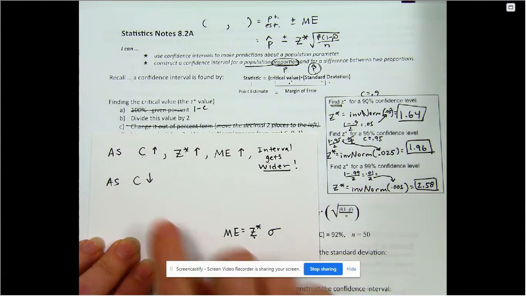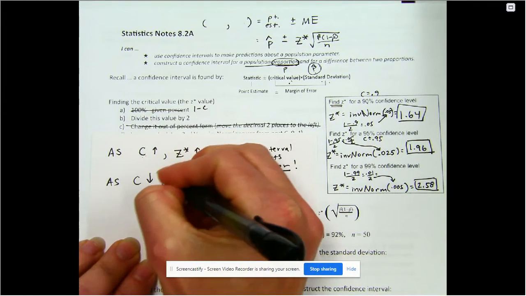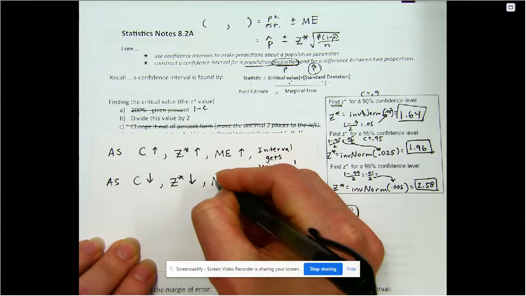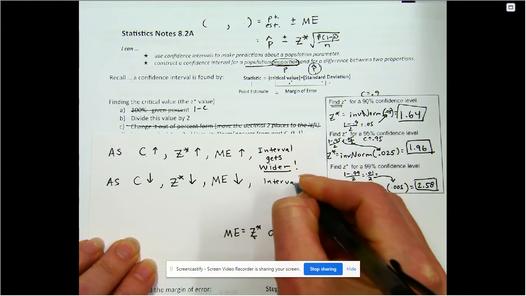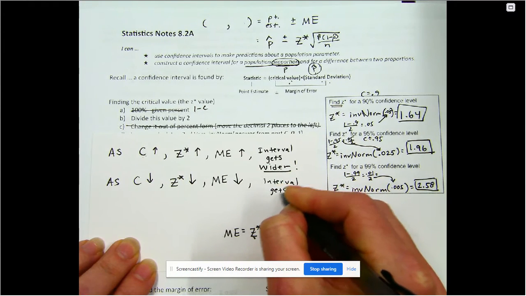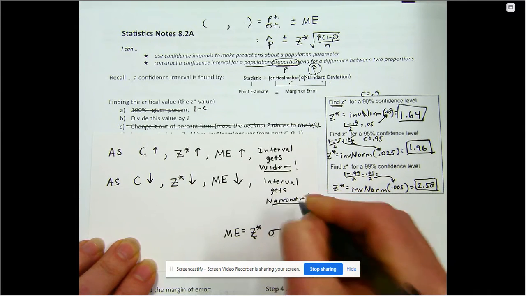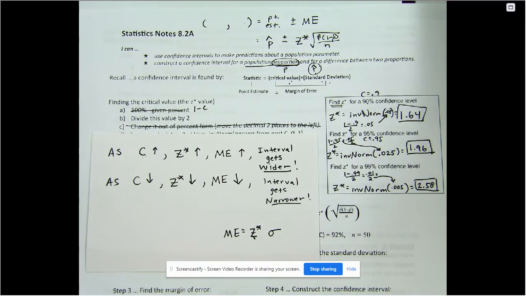If our confidence level gets lower, then my Z star is also going to get lower, which means my whole margin of error is going to get smaller, which means my interval is going to get narrower. It just makes more sense once we've seen this piece. We said that back in 8.1.